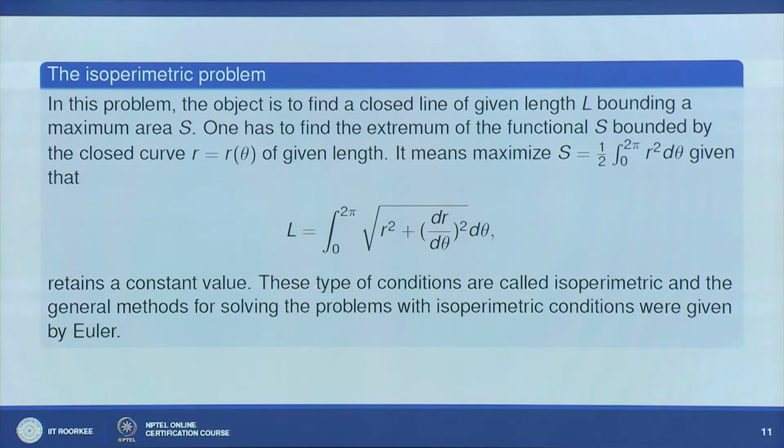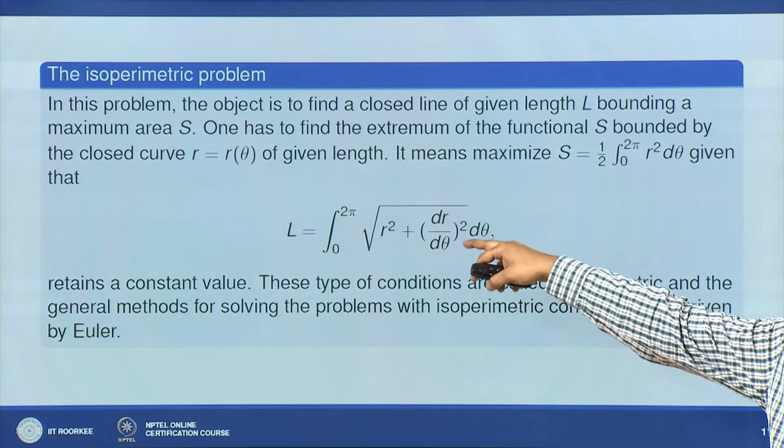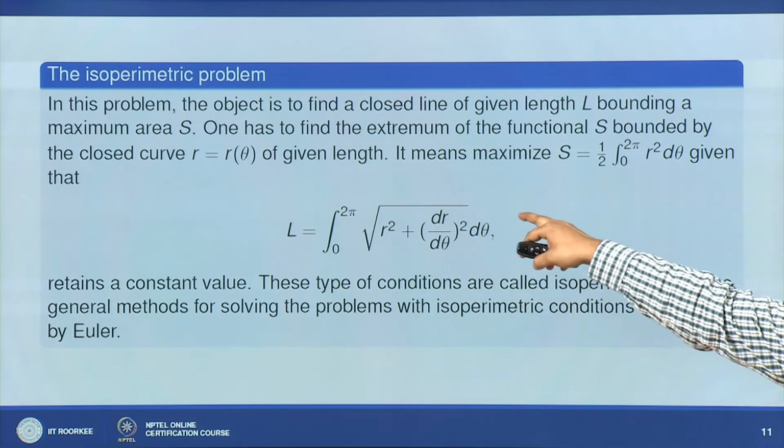So these types of conditions are called isoperimetric, and the general method of solving problems with isoperimetric conditions was given by Euler. So this is also similar to the second problem, that we have to extremize or maximize a function provided a given functional is constant.